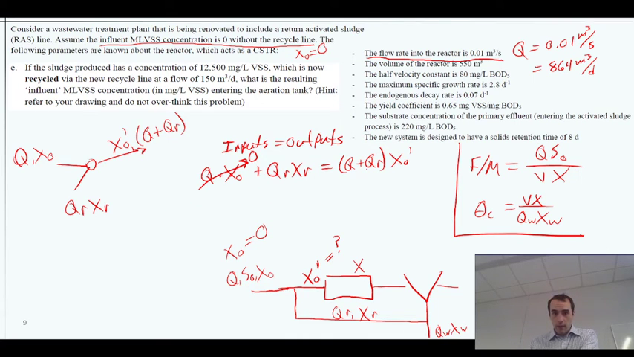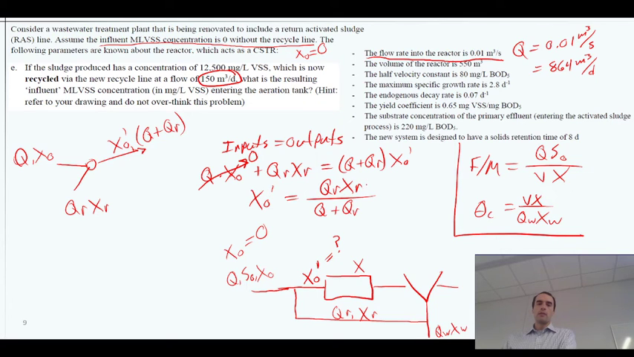Okay, so to solve the problem, we get this mass balance and we can fairly directly say the thing we want to solve for is QR XR divided by Q plus QR. Maybe we can simplify a little and divide everything by QR, but that doesn't really matter. We have QR, given as 150 cubic meters per day. We have Q, which was 0.01 cubic meters per second. We multiply that by 86,400 seconds in every day and get basically 864 cubic meters per day.